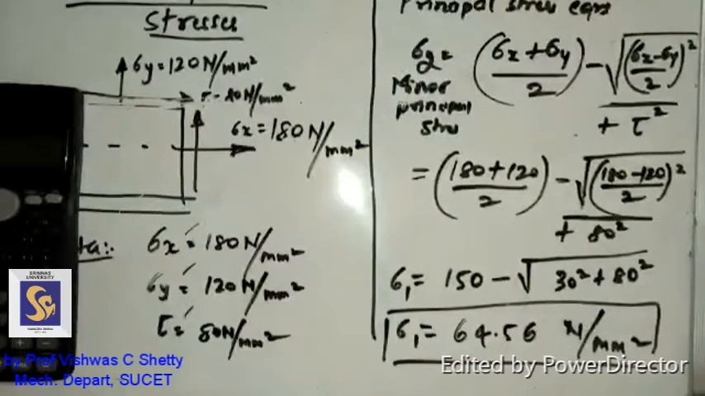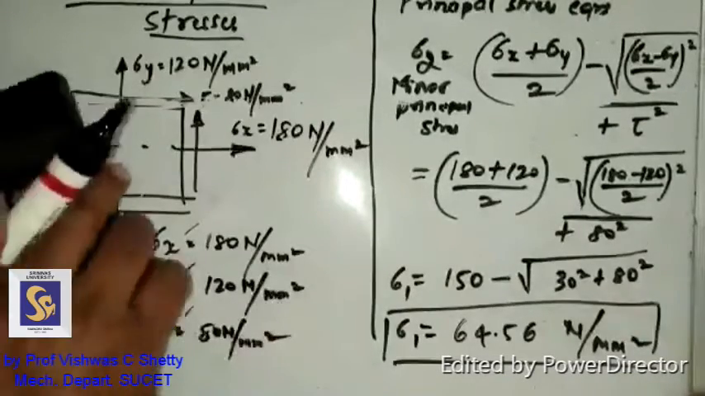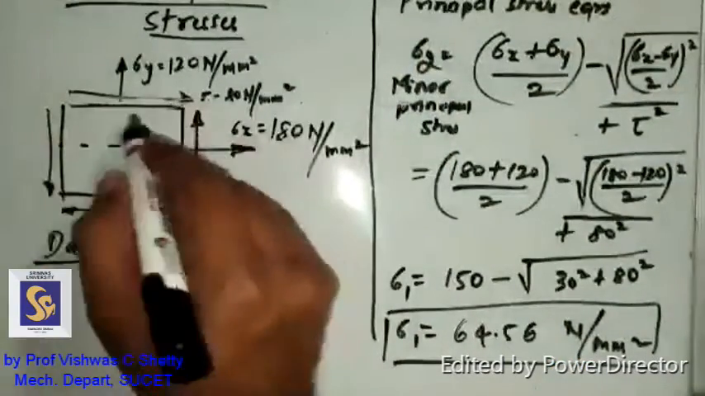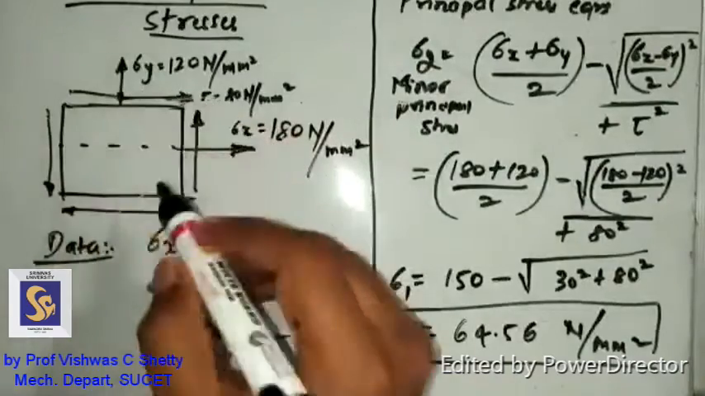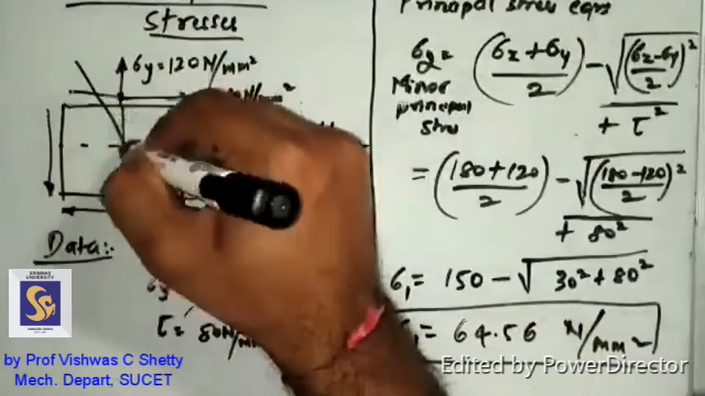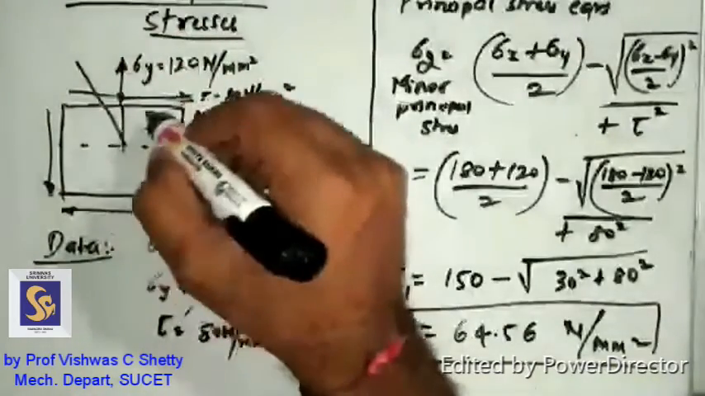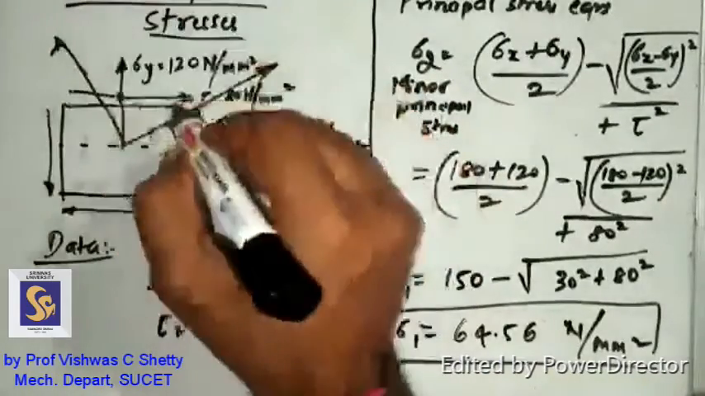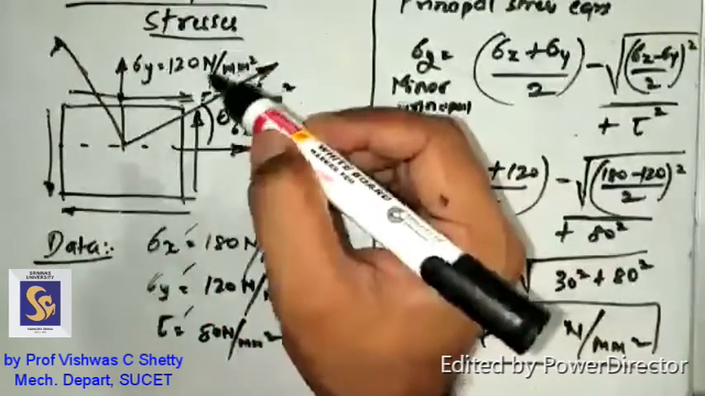Let us see what they have asked next. The magnitude of principal stresses they have asked, and the direction of principal stresses they have asked. How do we calculate the directions of principal stress? That is important. Referring back to the figure, the principal stress might be like this, at some angle, theta p. So theta p is the angle of the principal stress.